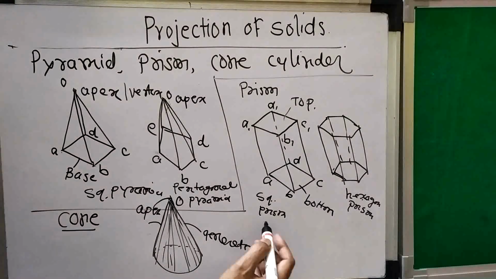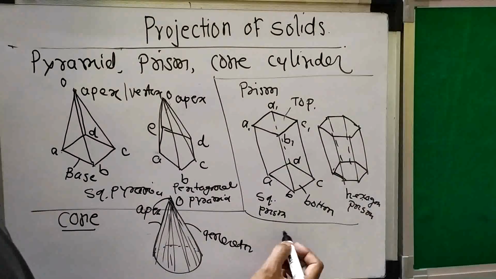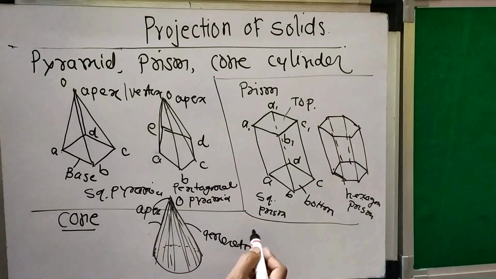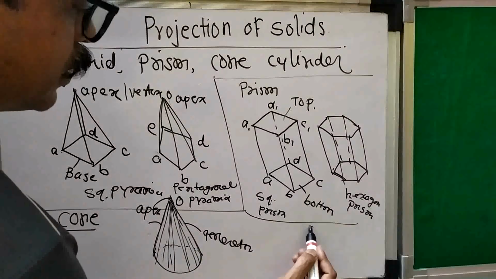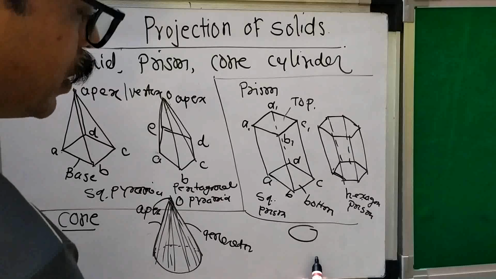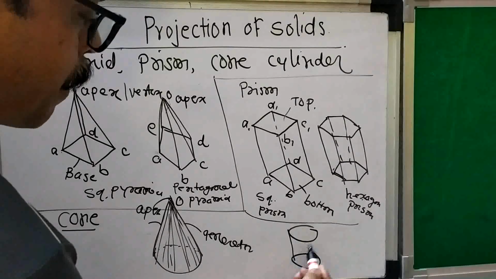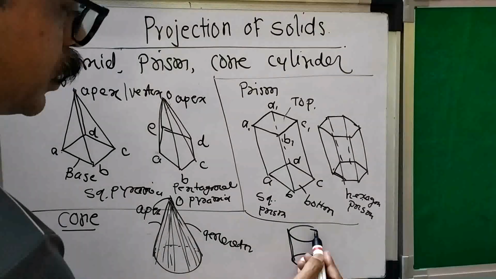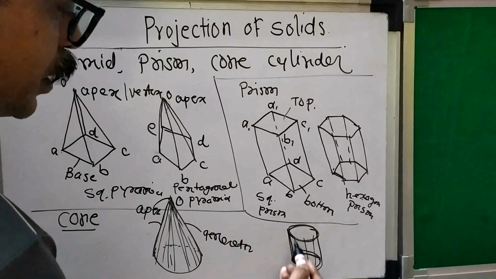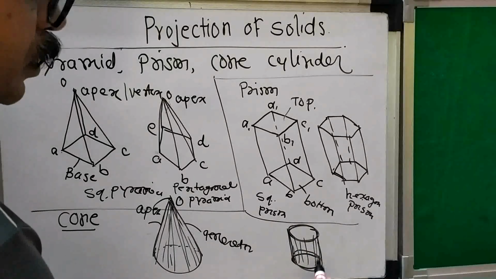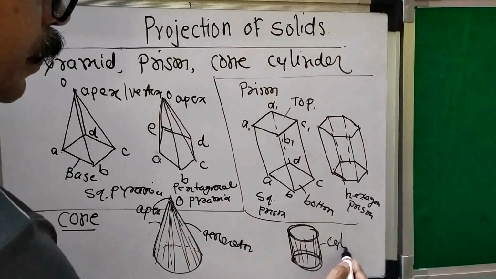Then we can have a cylinder. Okay, so in case of a cylinder, you can have a circular top and circular bottom. So this will be a cylinder. It will also have a generator on its curved surface. So this is a cylinder.